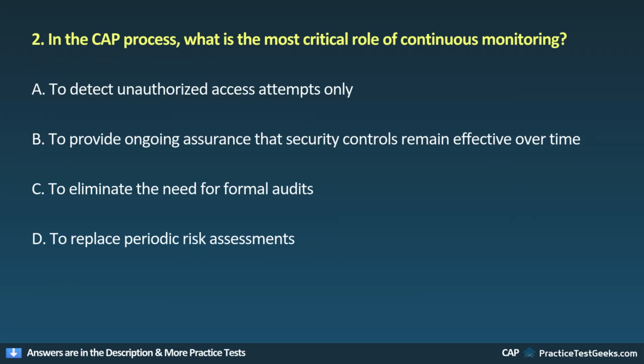2. In the CAP process, what is the most critical role of continuous monitoring? A. To detect unauthorized access attempts only. B. To provide ongoing assurance that security controls remain effective over time. C. To eliminate the need for formal audits. D. To replace periodic risk assessments.